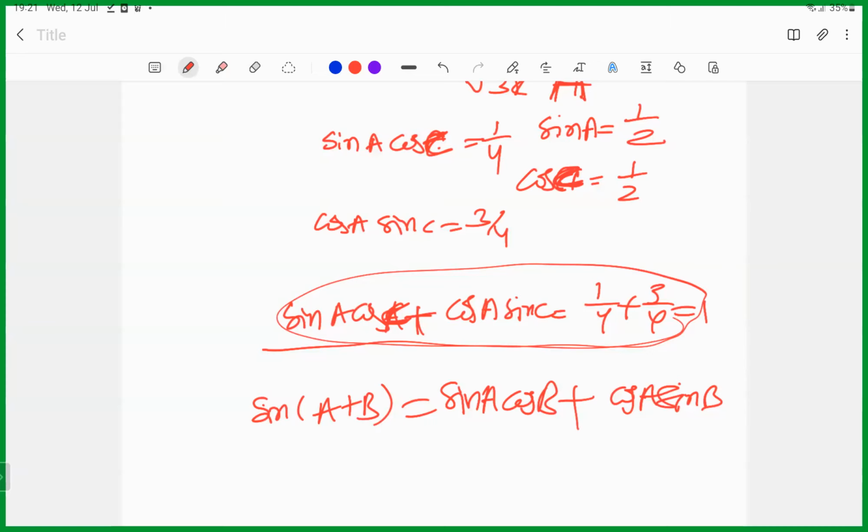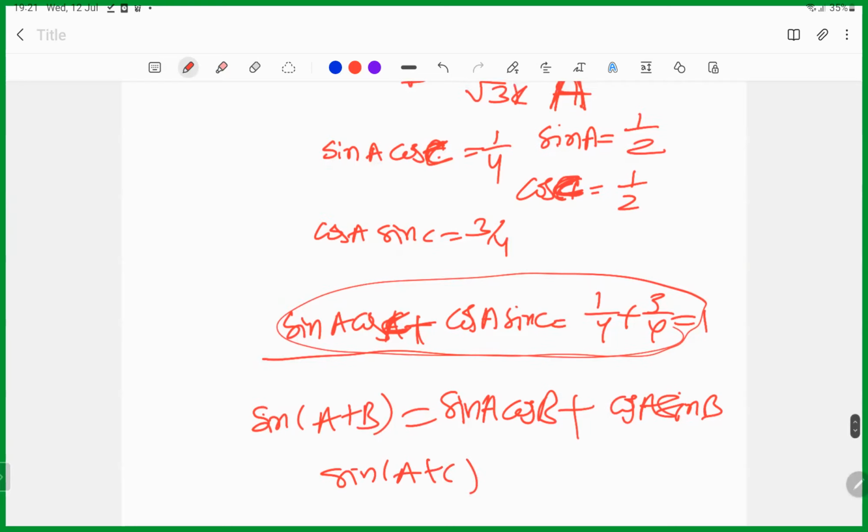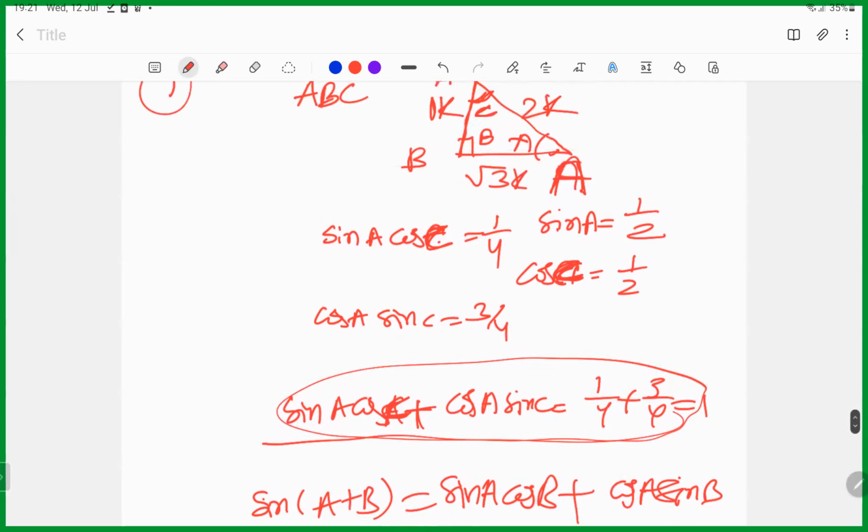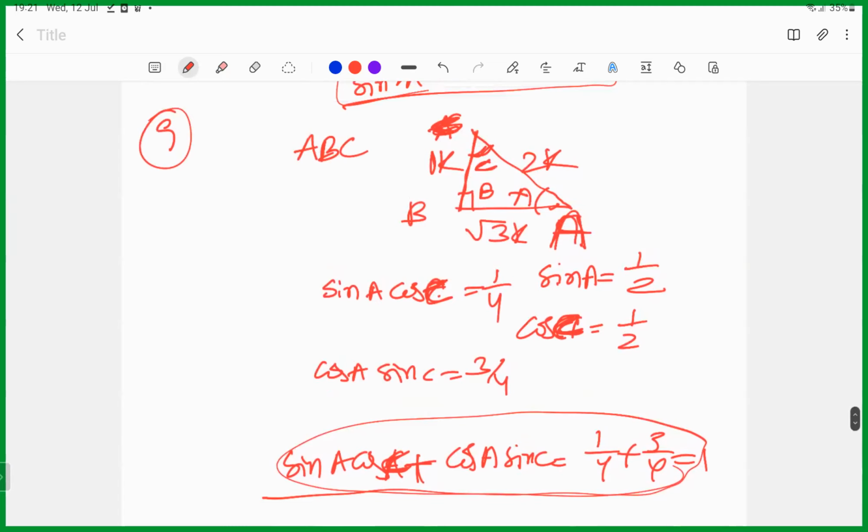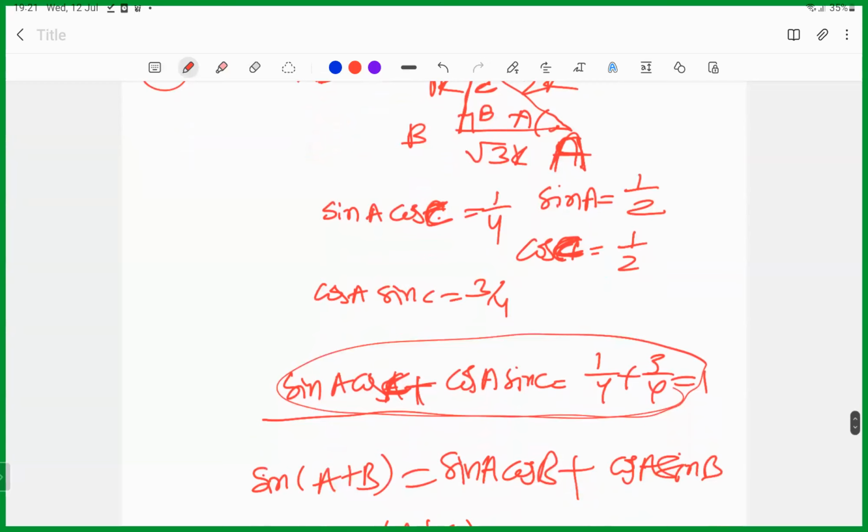Now here, sin A into cos C plus cos A into sin C will be sin of A plus C. Here A plus C will be 90 degrees because A plus B plus C is 180 and angle B is 90 degrees. So A plus C must be 90, since 90 plus 90 equals 180. So sin 90 will be 1. That's why it's coming 1. But I think sin A plus B is not there for you.